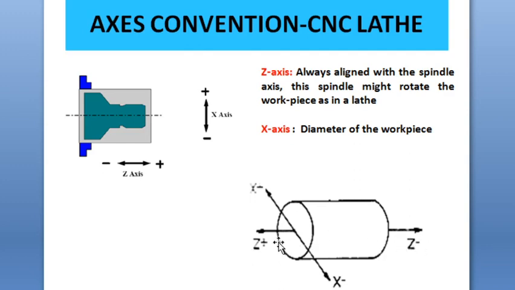Z, the workpiece which is held in the machine spindle. Z represents the spindle axis. Here the length is represented on the Z axis. X represents the diameter of the workpiece. Here it is the radial movement of the cutting tool.